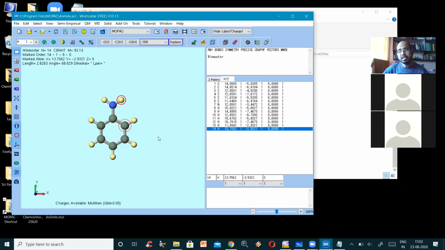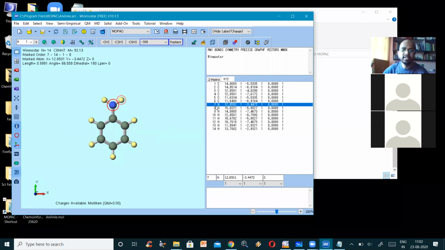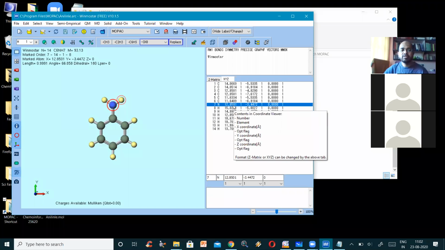Now, what has MOPAC done? The semi-empirical calculations have been done based on previous data and analysis for bond length and bond angle. It has given the bond length. Now, if you click on the nitrogen atom, you can see the nitrogen atom is highlighted there. So it comes to about XYZ coordinates. If I just click there, N is the number, element, X coordinate, Y coordinate, Z coordinate is there.